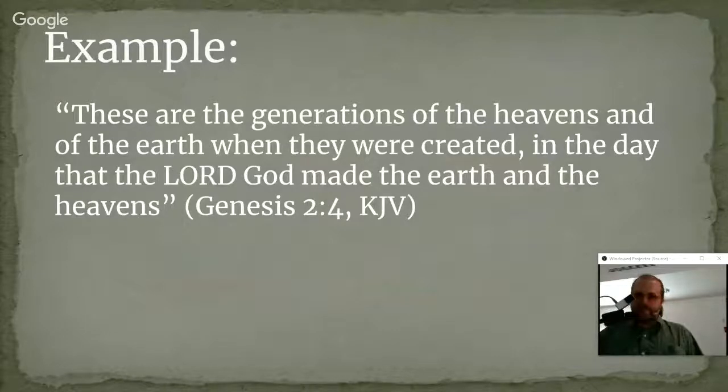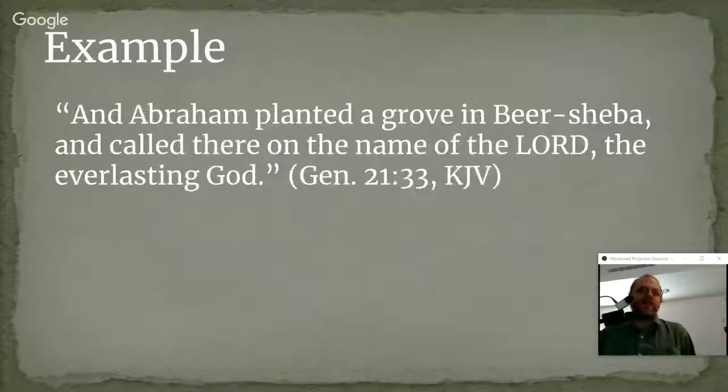Here's another example. "Abraham planted a grove in Beersheba and called there upon the name of the LORD, Jehovah, the everlasting God," Elohim. And the term everlasting God is actually the name we have for the Canaanite god El. He's called the everlasting El. So they're even using some of these Canaanite terms for the deity.